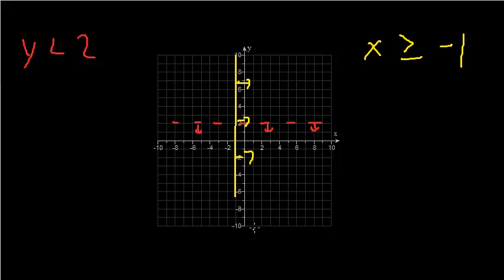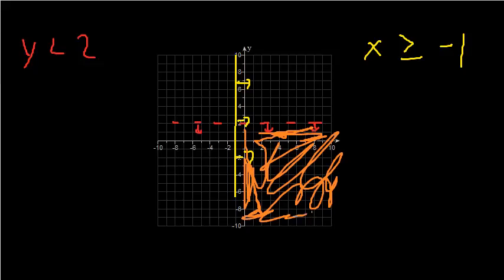So what we find then is the place where both of these want to shade, where both of their arrows are pointing, is this area right here, below the red line and to the right of the yellow line. So we can shade in that area, and that is the solution to both of these linear inequalities.